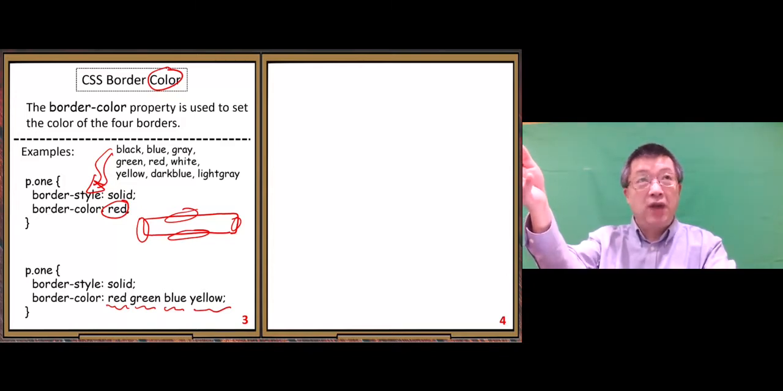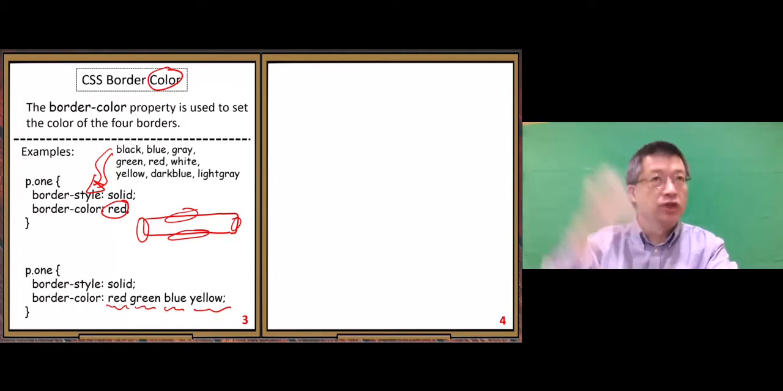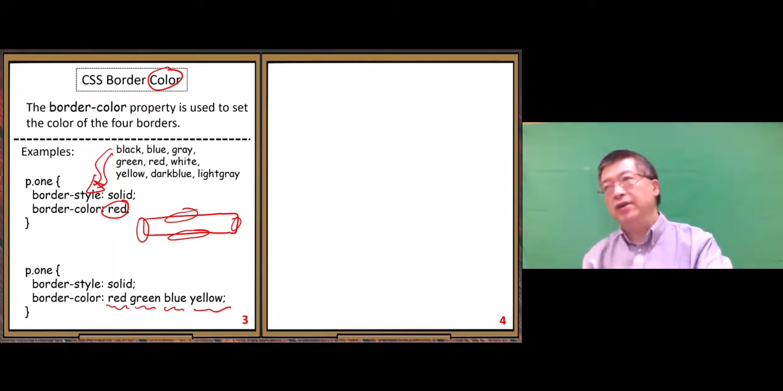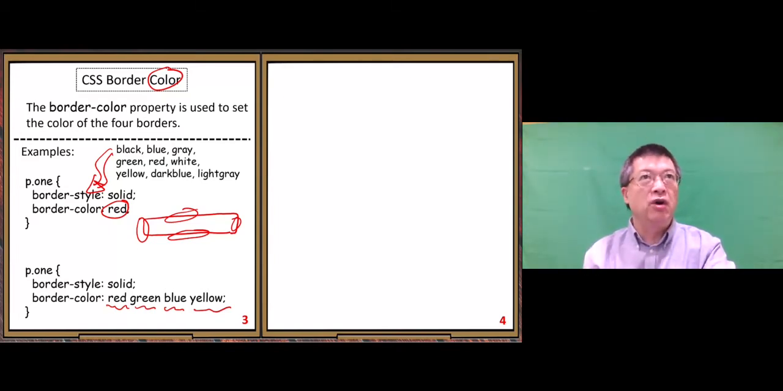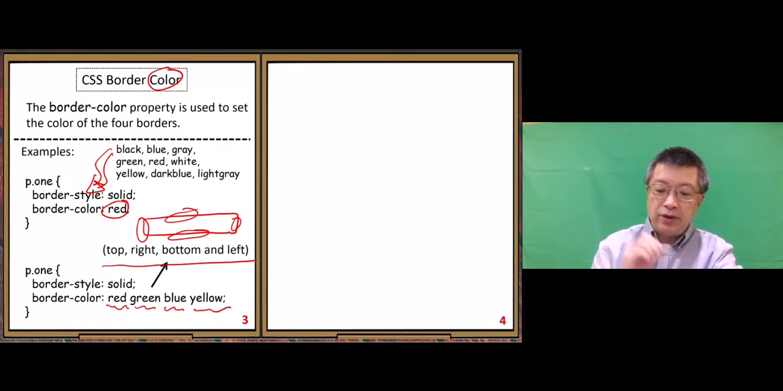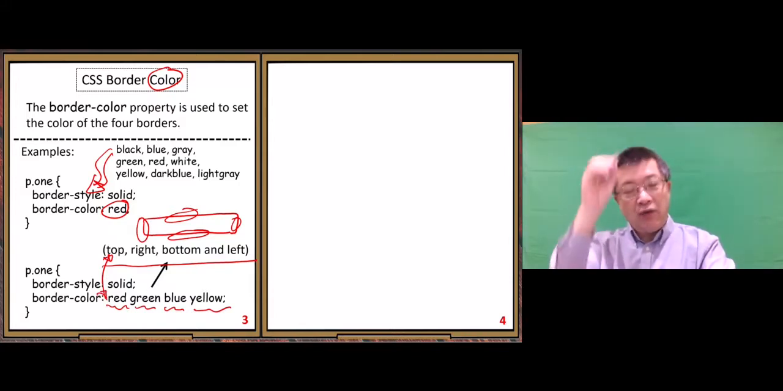You need to tell the web browser which color corresponds to which side. Here in CSS, that order is predefined. You cannot use your own way to define the order. You have to use the specific CSS order. Top first. The first color corresponds to top.